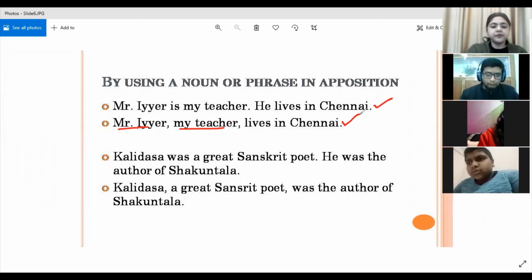Fine. Next, Kalidas was a great Sanskrit poet. He was the author of Shakuntala. So similarly, we will place a noun phrase after the name Kalidas. Kalidas, comma, a great Sanskrit poet, comma, was the author of Shakuntala. So this is another way.